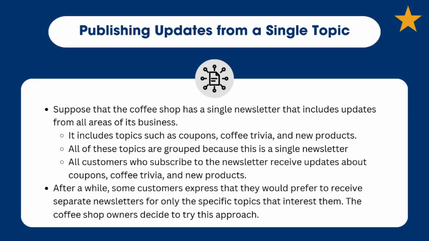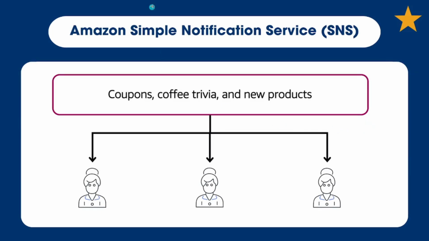But after a while, some of the customers are probably going to get a little bit annoyed. They don't want to get emails on all three topics. Maybe they're just interested in coupons, maybe just trivia, or maybe a combination. Maybe they want trivia and new products, or just new products and coupons would make a lot of sense. So this is Amazon Simple Notification Service: you're sending all these topics over to all of these subscribers.